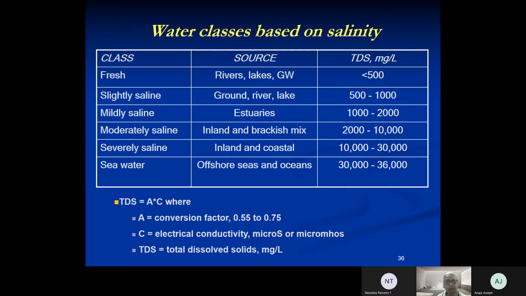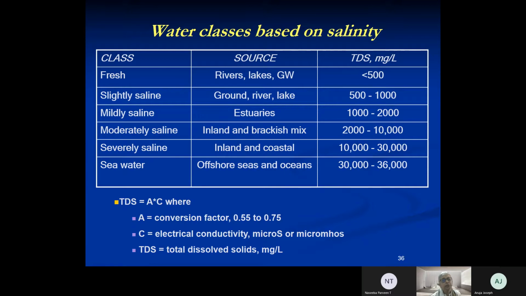So we then have to classify waters based on salinity. Salinity is expressed as TDS in milligrams per liter. Fresh water is defined as anything with TDS less than 500 milligrams per liter. And we know that our freshwater examples are rivers, lakes, groundwater. Some of them are all in this range. This is what we want.